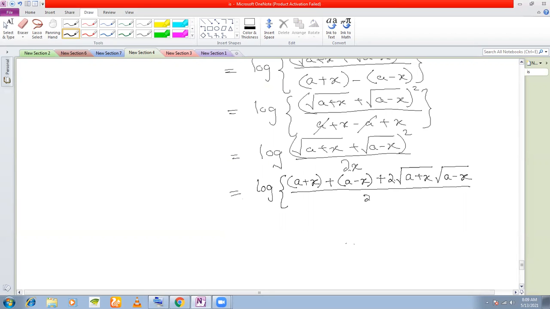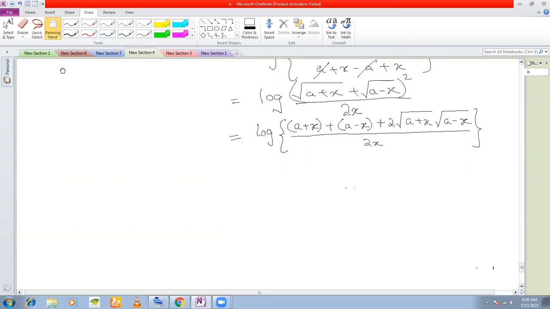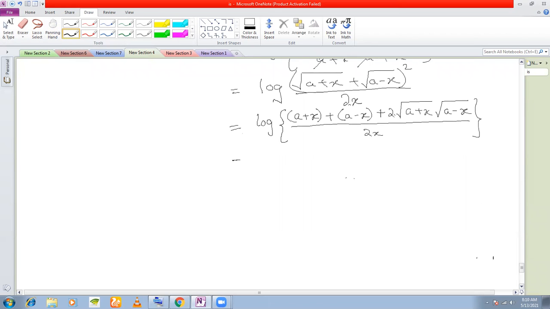divided by 2x. Okay. So now you have, if you see here, this plus x and this minus x is going to cancel. What you are going to be left with is 2a plus twice root. Now you can move this a plus x, a minus x inside the bracket with a square minus x square divided by 2x. Now what you can do is you can cancel out the factor 2 from numerator and denominator.